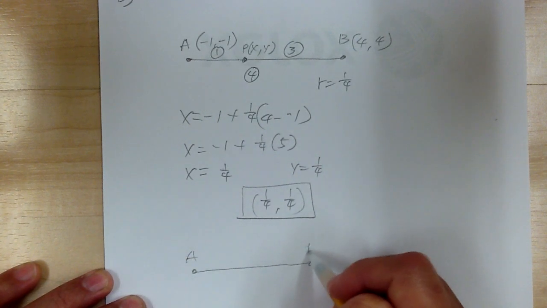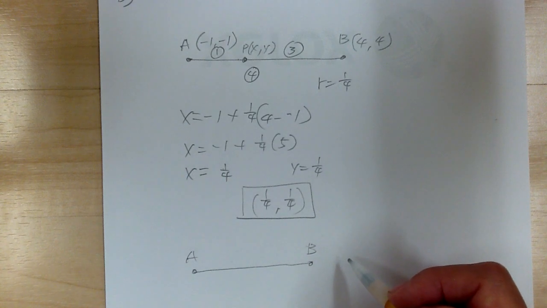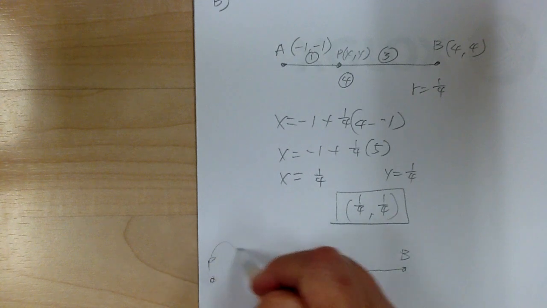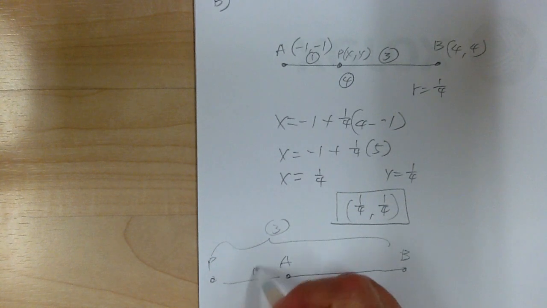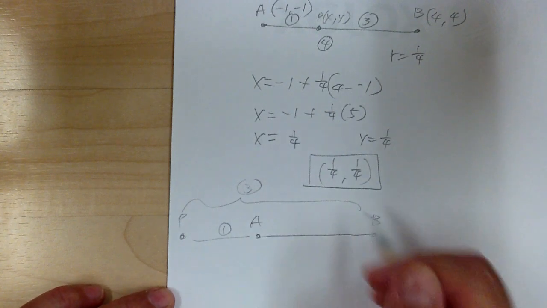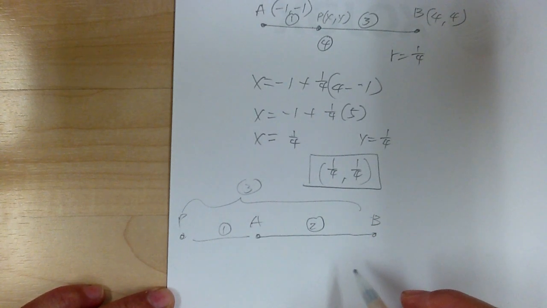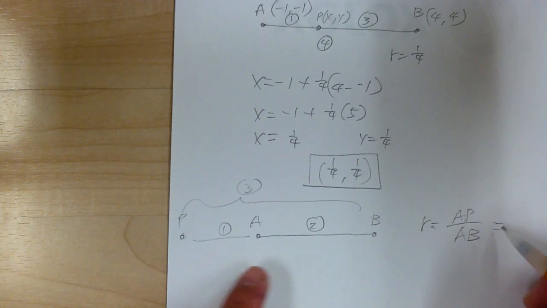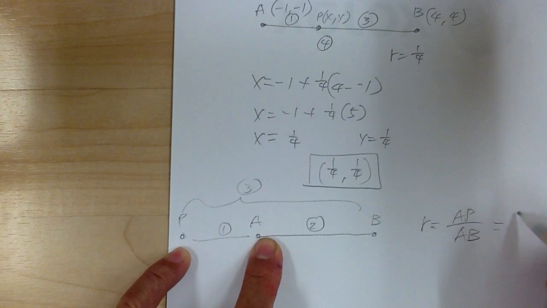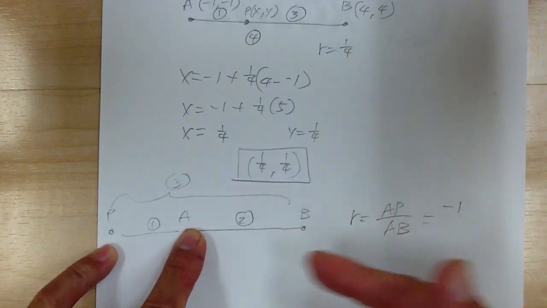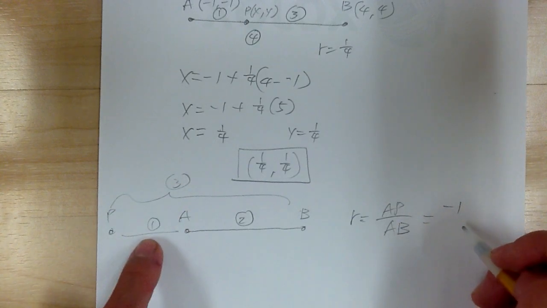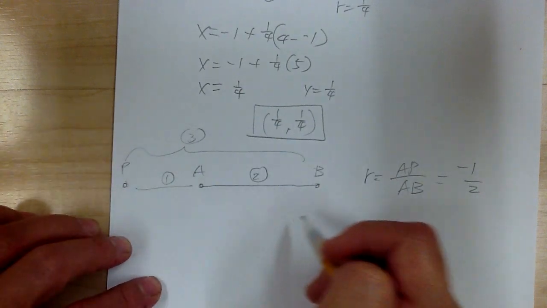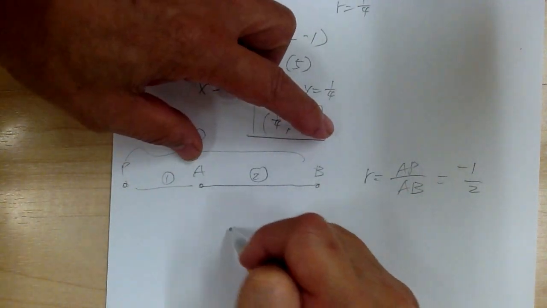So here's your A, here's your B, and it's going to be 3 times as far from B as from A. So it's going to be out here. So this would be 3 times, and this would be 1 time. Okay. So this would be a 2. So in this case, remember our definition is AP over AB. So our AP is going to be equal to -1 because it's going the opposite direction. So it'd be -1 over AB, which is 2. So it's -1/2.